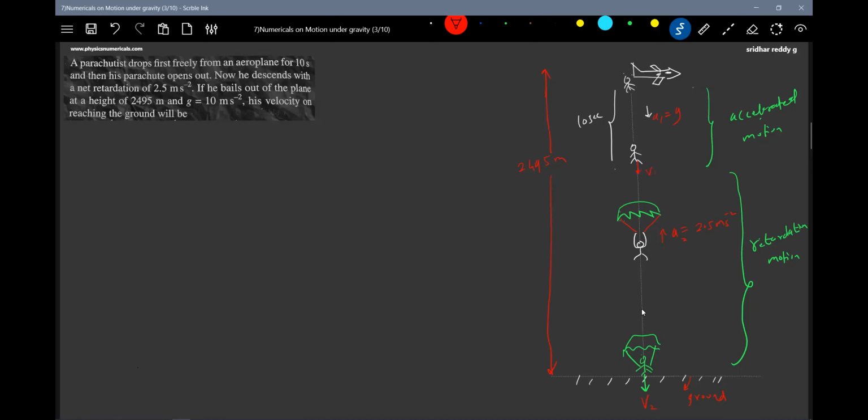Here he will acquire a velocity v1. Okay, let's do one thing. What is v1 equal to? We have so many other things, we even have to plot the graphs. v1 is equal to 0 plus a1 t1. Here a1 is 10 and t1 is 10, so 100 meters per second. After falling freely for 10 seconds, he'll acquire this much speed.